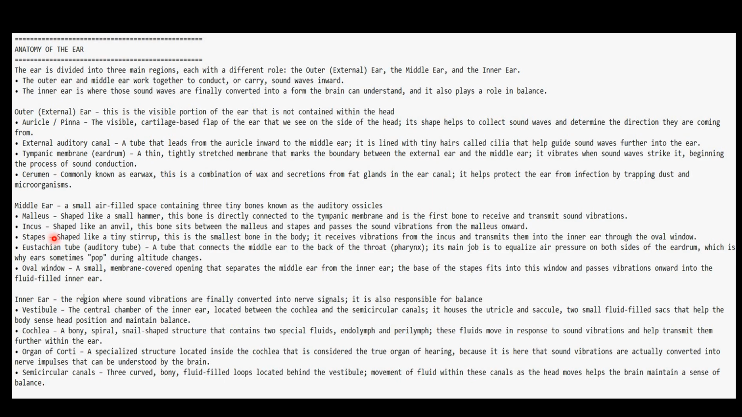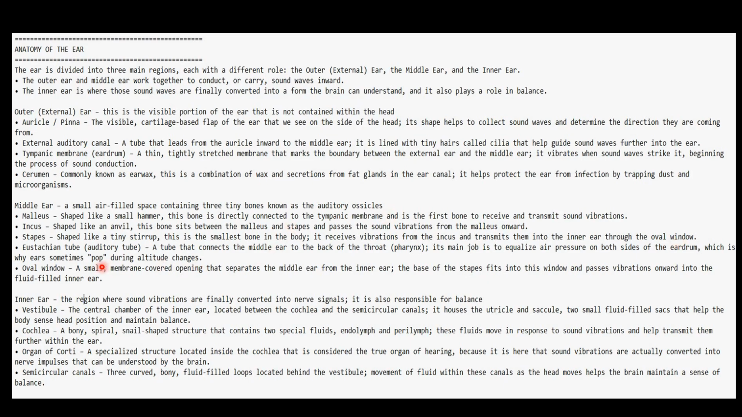Then we have the Incus, which is shaped like an anvil, and this bone sits between the Malleus and Stapes and processes the sound vibration from the Malleus onward. Clear? Then we have the Stapes, which is shaped like a tiny stirrup, and this is the smallest bone in the body, and it receives vibration from the Incus and transmits them into the inner ear through the oval window.